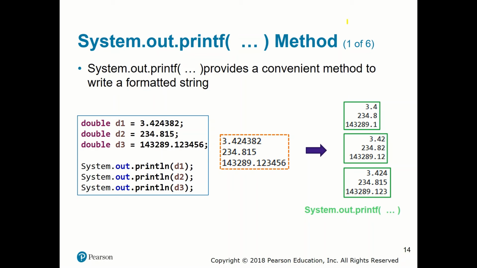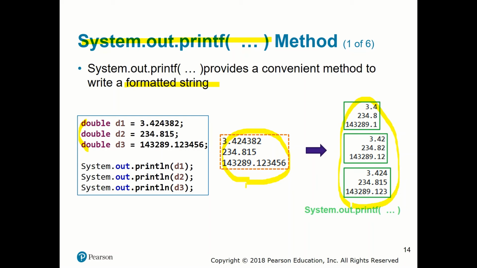I am sure that you are familiar with the System.out.print and System.out.println methods. I will introduce the System.out.printf method here. It provides a convenient way to write a formatted string. So look at this code. There are 3 double data, and if we print out these 3 data using the println method, then the output will be like this. The System.out.printf method allows the result to come out like this, a very formatted format.